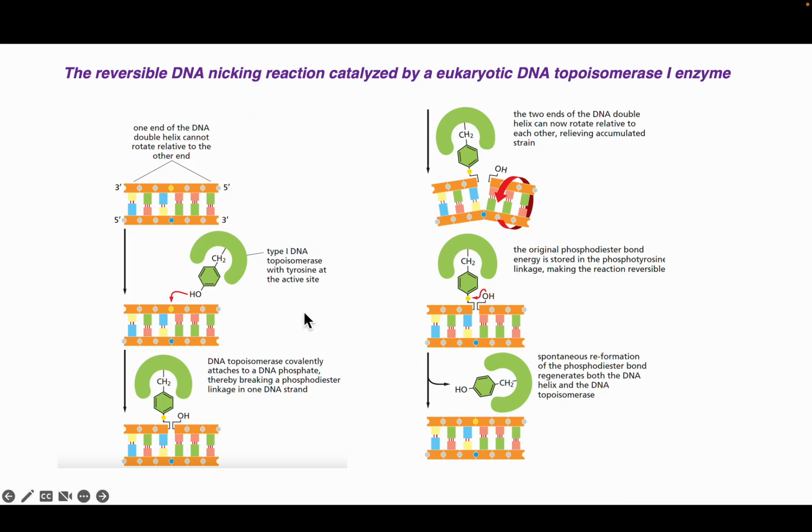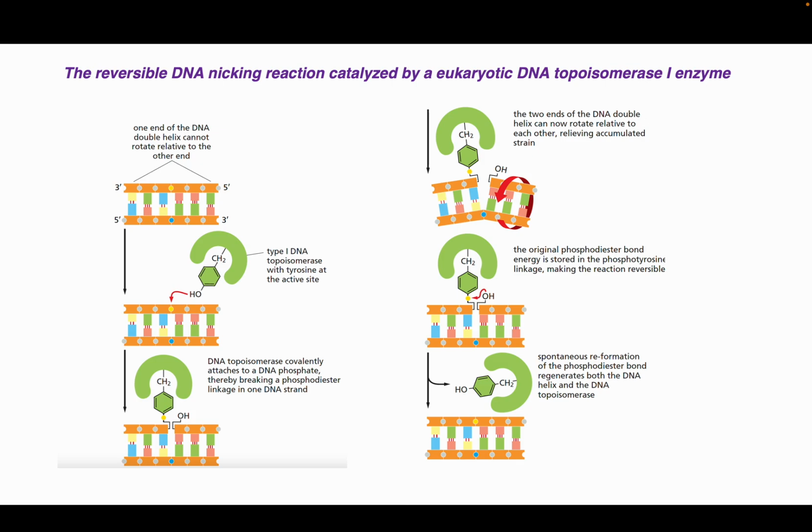So what does topoisomerase 1 do? You can see this is one end of the DNA double helix that cannot rotate relative to the other end. So type 1 DNA topoisomerase, with tyrosine, has a tyrosine amino acid at its active site.